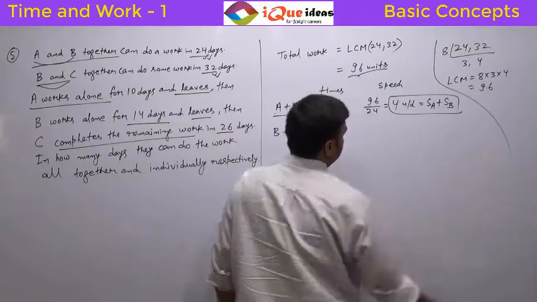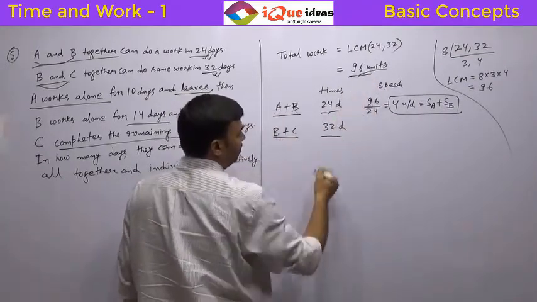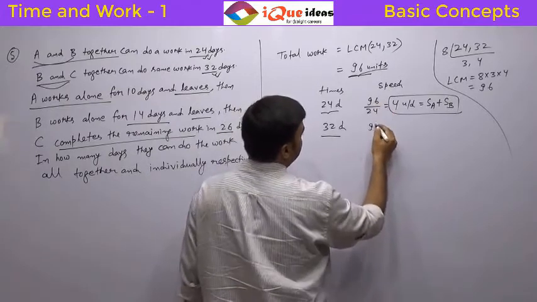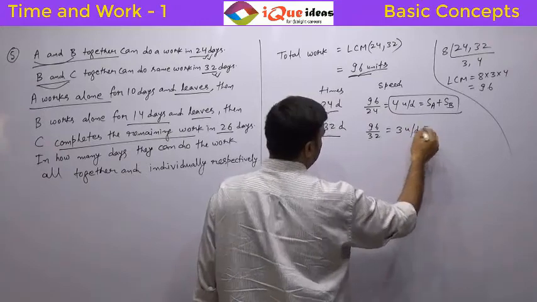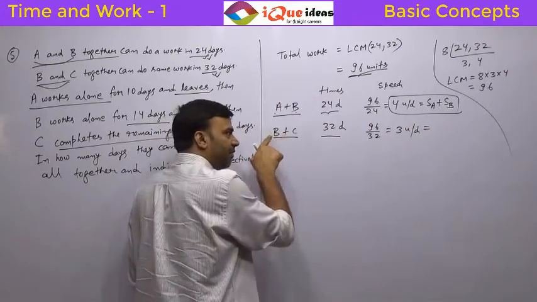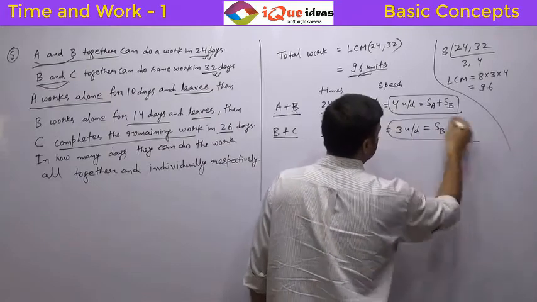Similarly, B and C together can do the whole work, 96 units, in 32 days. That means their speed will be 96 by 32, which is 3 units per day. What is the 3 units per day? This 3 units per day is the combined speed of B and C. That means it is speed of B plus speed of C.